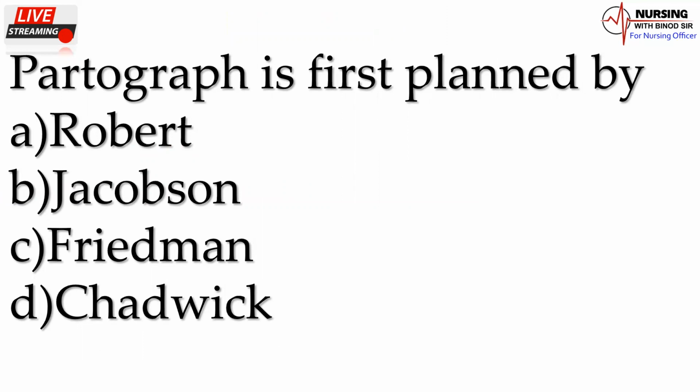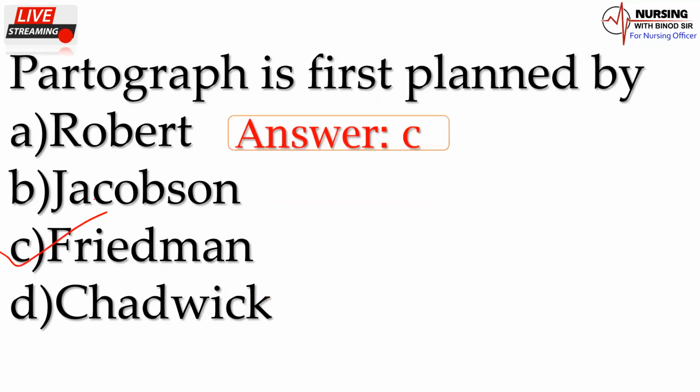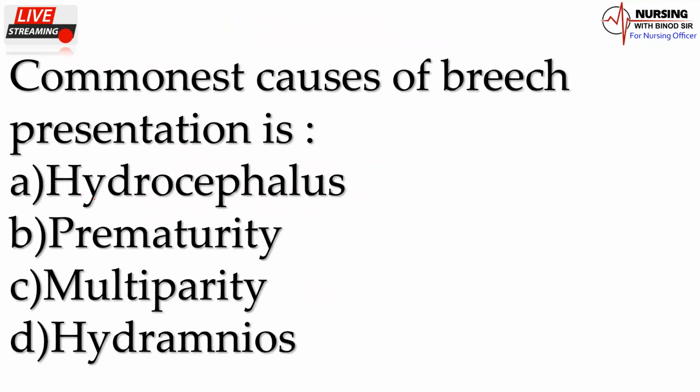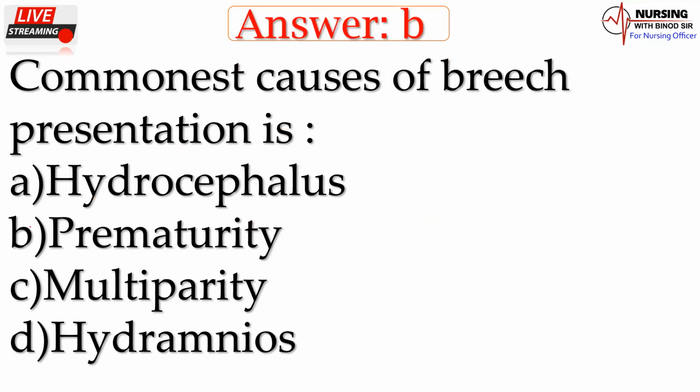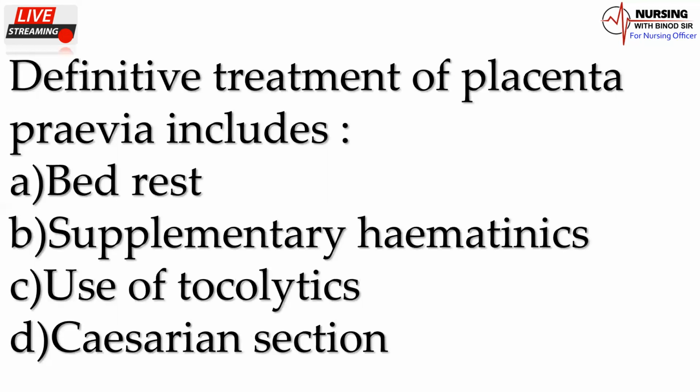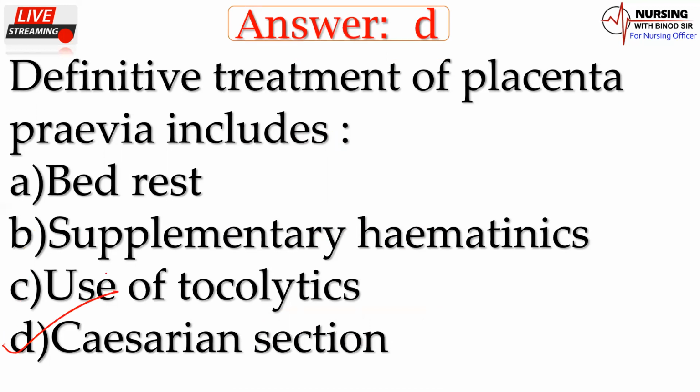Partograph is first planned by Robert Jacobson, Friedman, Chadwick. So what would be the right answer of this question? Answer is the C option, Friedman. Commonest causes of breech presentation: hydrocephalus, prematurity, multiparity, hydramnios. Commonest cause of breech presentation. Answer is the prematurity. You all have to remember this one. Definitive treatment of placenta previa include bed rest, supplementary hematinics, use of tocolytics, caesarean section. What would be the right answer of this question? Answer is the D option, that is the caesarean section.